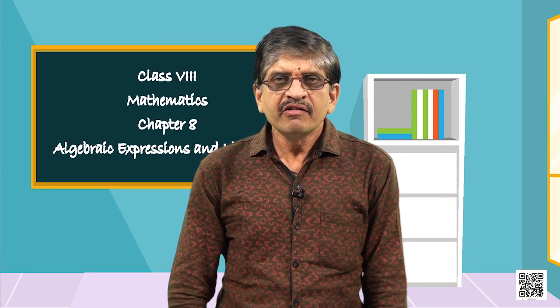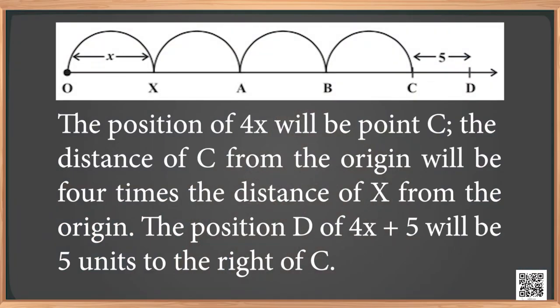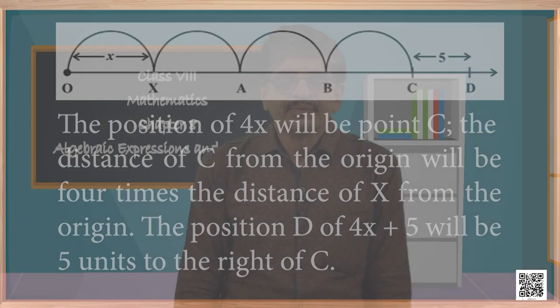Similarly, we will try to represent 4x and 4x plus 5 on the number line. The position of 4x will be point C, as shown in the figure. The distance of C from the origin will be 4 times the distance of x from the origin. The position D of 4x plus 5 will be 5 units to the right of C.